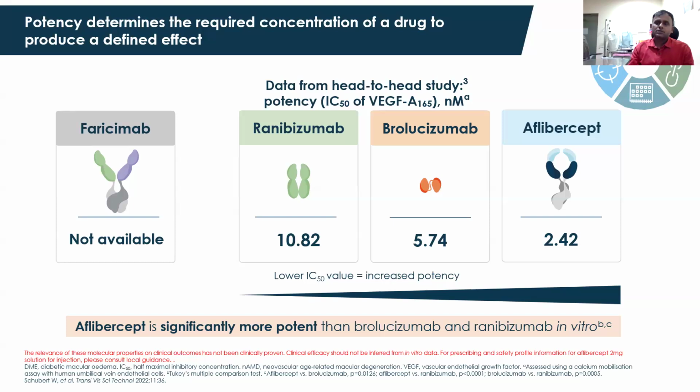In this chart, if you see, aflibercept has the lowest inhibitory concentration value, thus it has increased potency compared to brolucizumab and ranibizumab. Faricimab data was not available.